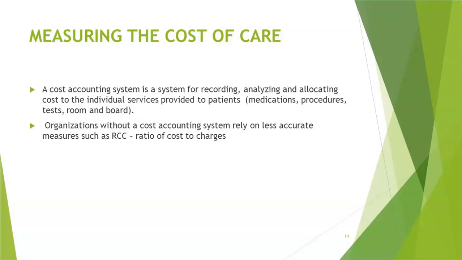So if your hospital has a cost accounting system, you should be able to go into your system and look at the costs and the average for either one patient or a diagnosis or a physician, which is really helpful when you're trying to figure out where your opportunities for improvement might lie. If you don't have a cost accounting system, you can rely on less accurate measures. The most common one is RCCs, or ratio of cost to charges, and that's just a guesstimate as to the cost.